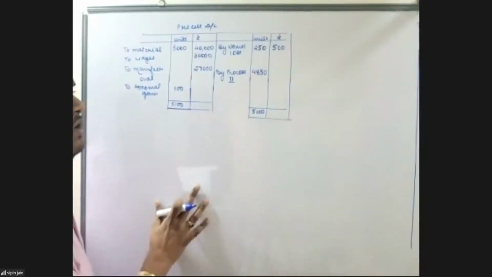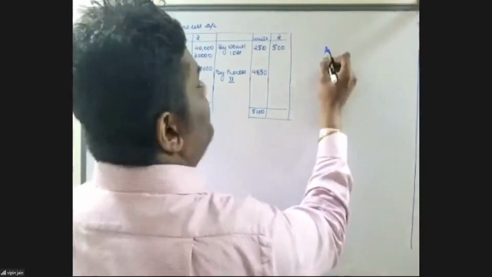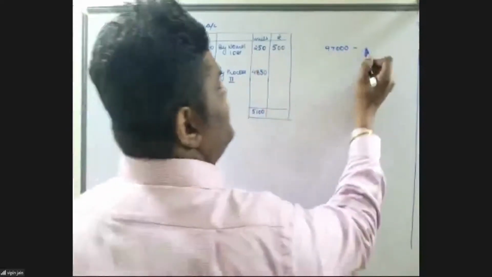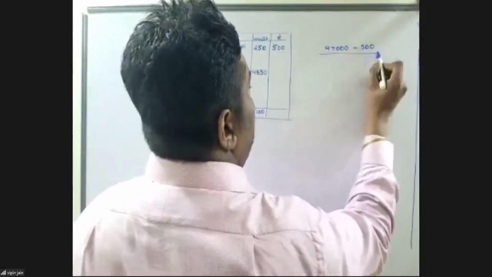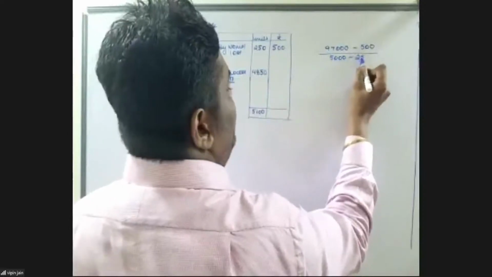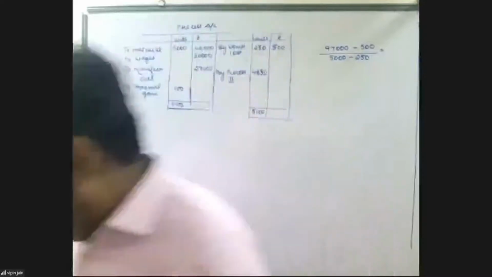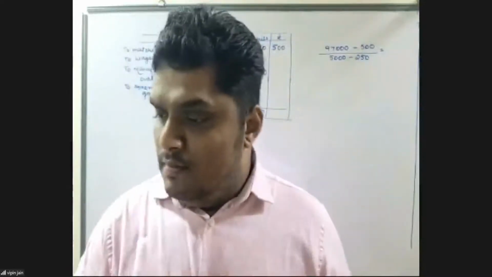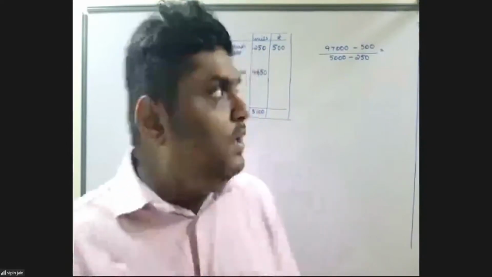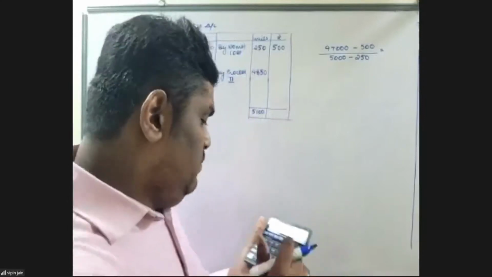Now again, the calculation of cost per unit will be the same, wherein my total cost of the process is 97,000 minus 500, the scrap value realized on sale of normal loss, divided by 5,000, my input, minus 250. So my cost per unit will be the same. Yes, very good, Rushita. So 96,500 divided by 4,750.